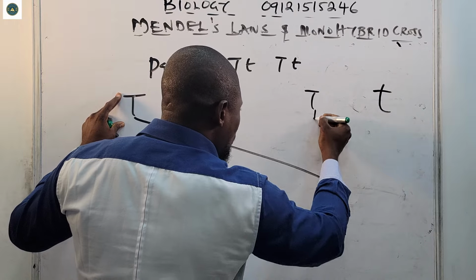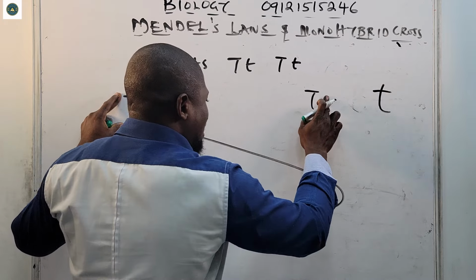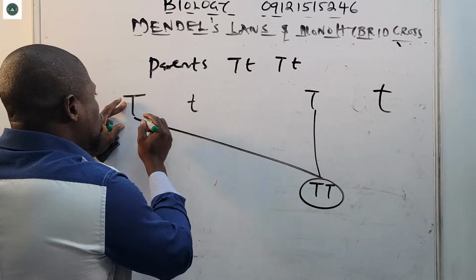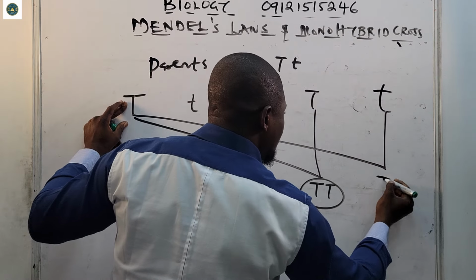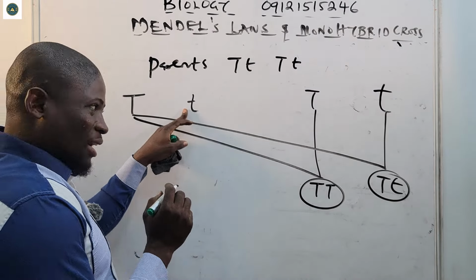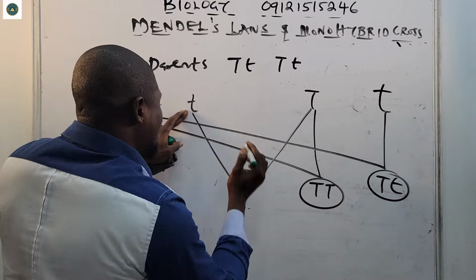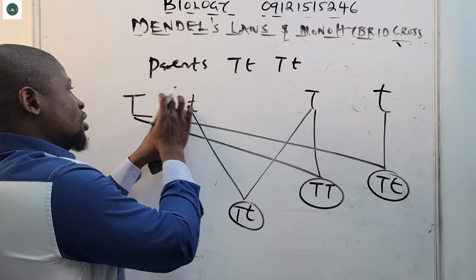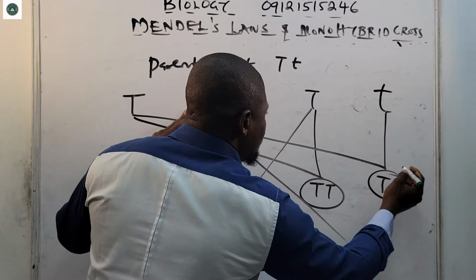You carry this one like this and go and meet this one like this. Capital letter T times capital letter T will give us TT. That is 1. Then this one is still constant, so you use it to cross the other one too. So I'm going to have capital letter T and small letter t, so Tt. Then this one is still constant, and you use it to cross the one we have not crossed.